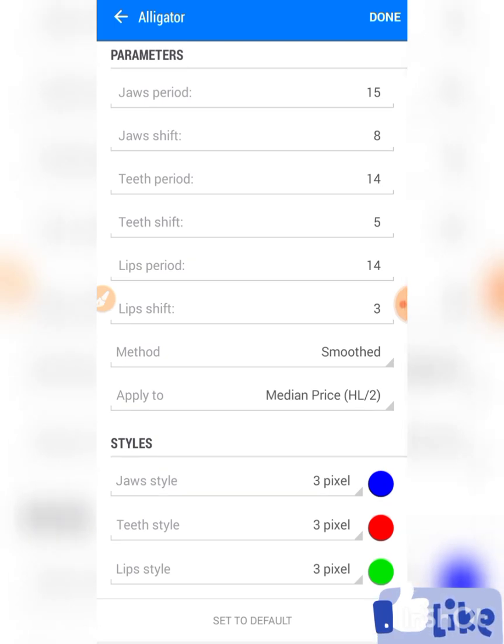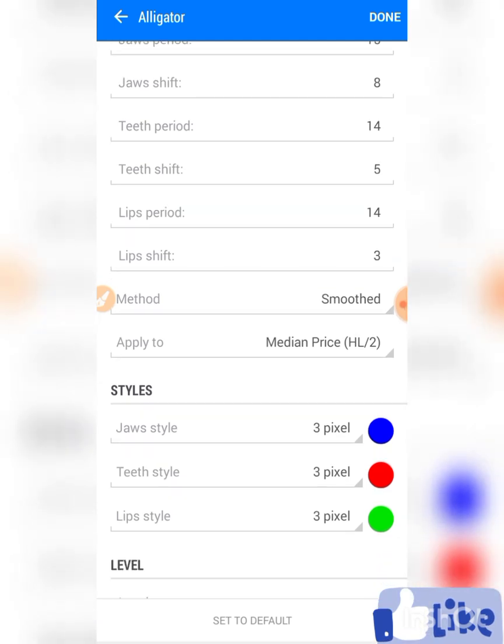The jaws period is 15. The jaws shift is 8. The teeth period is 14. Teeth shift is 5. The lips period is 14 and 3 for the shift. The method we are using is smoothed. Then we are applying it to median price, HL/2. Then the styles: the jaw styles, 3. All of them are 3 pieces.